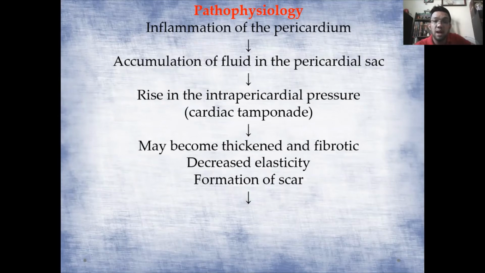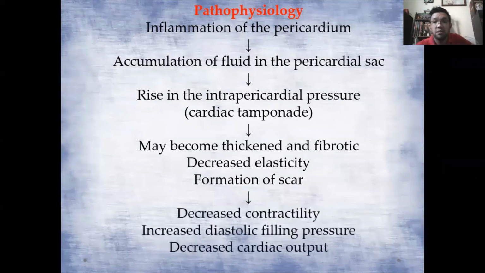So once that happens, it may become thickened and fibrotic. There will be decreased elasticity and a formation of a scar. So once that happens, decreased contractility will occur. There will be increased diastolic filling pressure and decreased cardiac output. Again, this will lead to heart failure. Anything that decreases the cardiac contractility of our heart will eventually lead to the formation of heart failure.